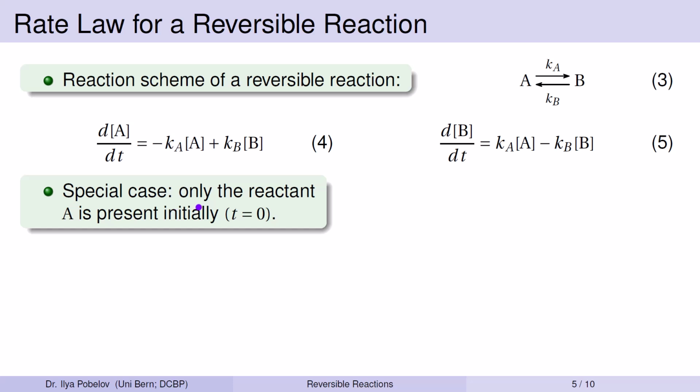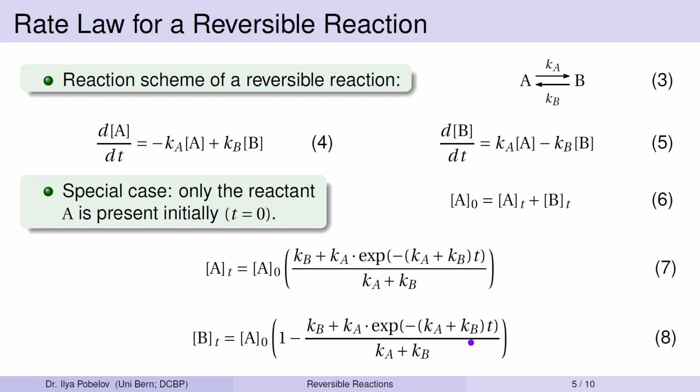This scenario is common in kinetic studies and provides a clear-cut illustration of how the concentrations of reactants and products evolve over time. If the initial concentration of A is denoted as [A]0, then for any time t, the sum of the concentrations of A and B must equal the initial concentration of A. With these initial conditions, we can integrate our rate equations to find the concentrations of A and B at any time t. The resulting equations are presented here.